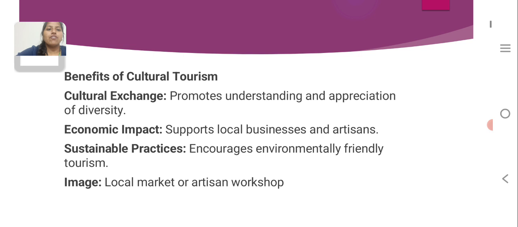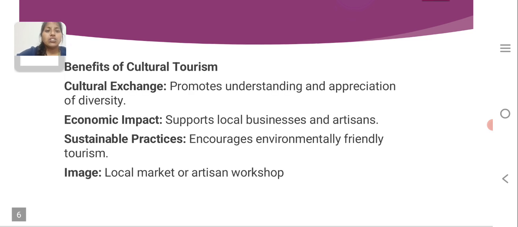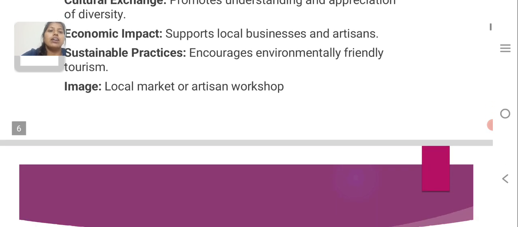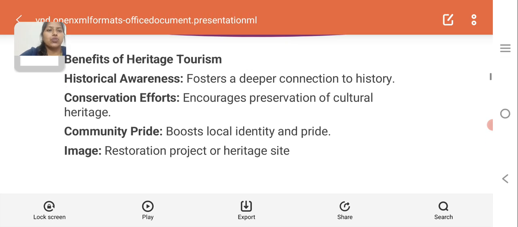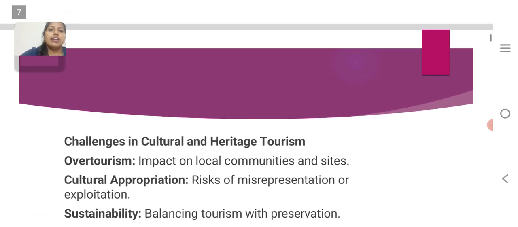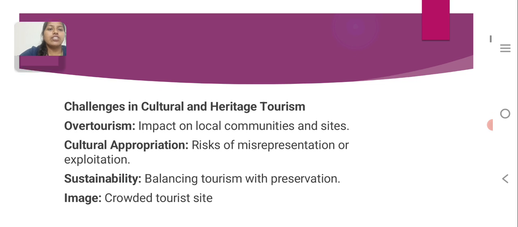And benefits of cultural tourism. Cultural enrichment promotes understanding and appreciation of diversity. Economic impact supports local businesses. Sustainable practice encourages environmentally friendly tourism and local markets, artisan workshops. Benefits of heritage tourism. And challenges in cultural heritage tourism.